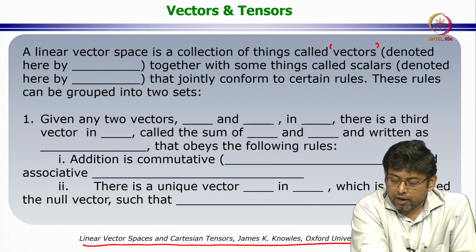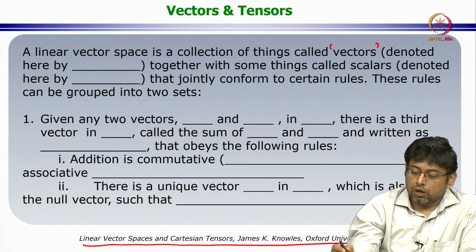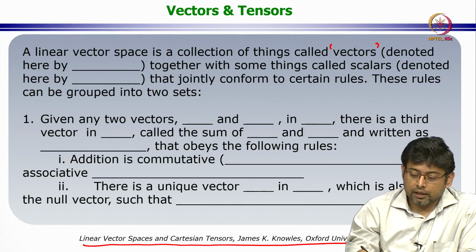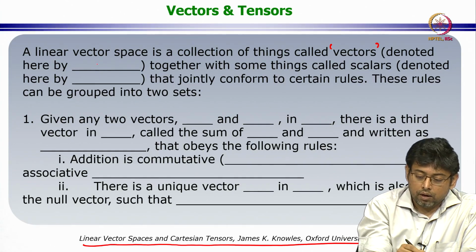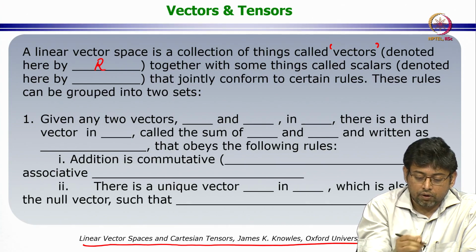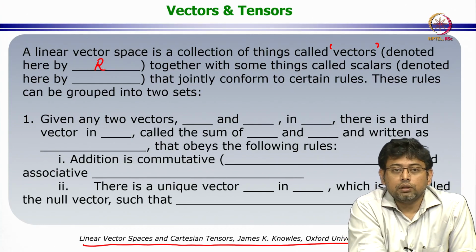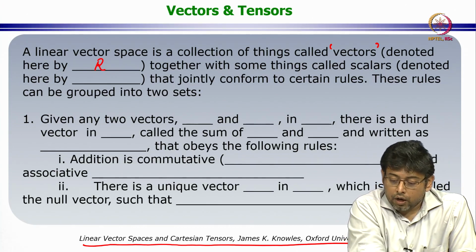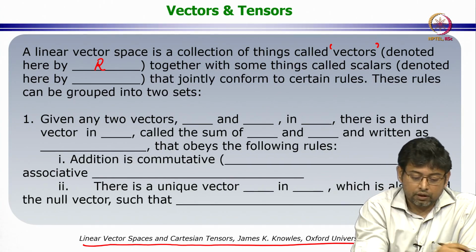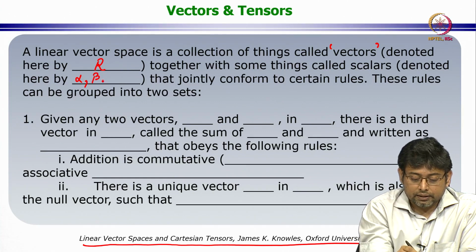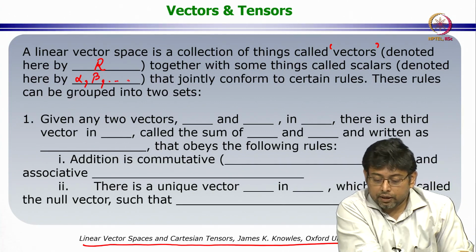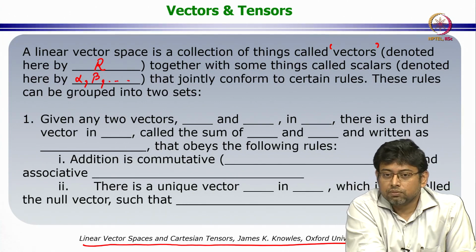Then how do you define a linear vector space? So let us say that there is something called vectors, then we define the linear vector space, and the linear vector space is denoted by, let us say, the letter R, together with things called scalars denoted by, let us say, the Greek alphabet. So let us say alpha, beta, etc. These denote scalar quantities. So for all practical purposes, these are just real numbers.